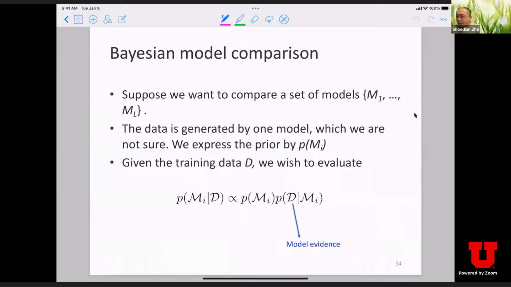Okay, I think let's stop here today. Next, we're going to talk about Bayesian model comparison, namely how to select the hyperparameters, including alpha and beta, that we just discussed in our formulation.